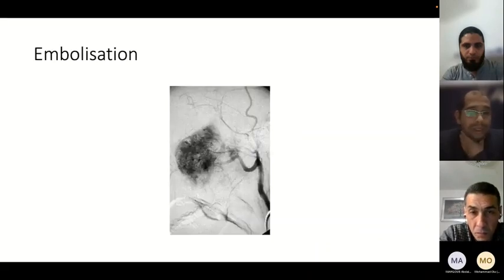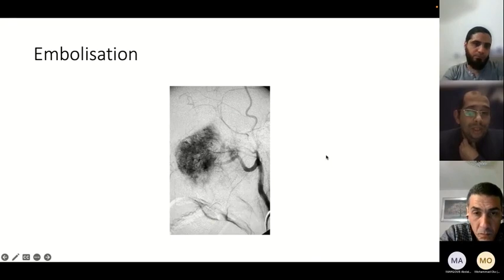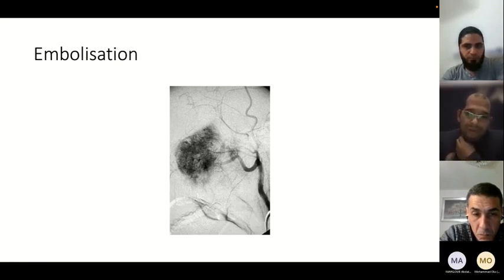The other option is embolization. Interventional radiology may do this, but it also carries a risk of maybe ischemia, and it is not very safe to be used. It is the last choice actually these days.